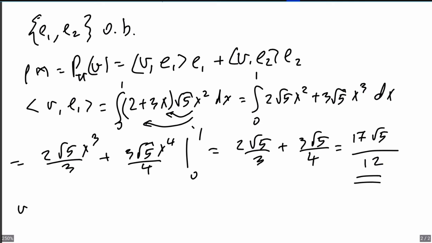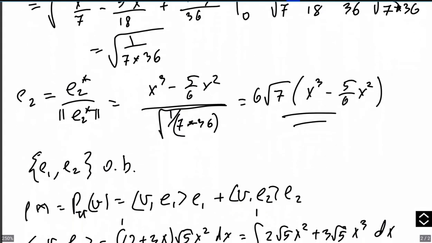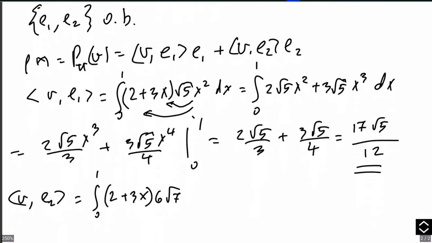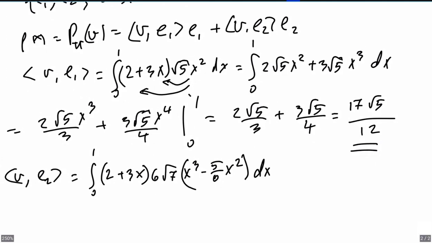vector, and then V inner product E2 is the inner product of 2 plus 3x with the E2 vector, which is 6 square root of 7 times x cubed minus 5 over 6 x squared dx. And again, we would have to multiply this out to get some coefficients. So this is supposed to be a number, but this is now becoming more and more tedious.